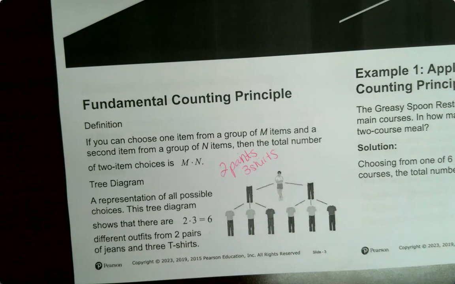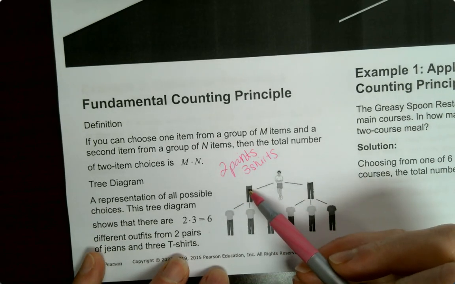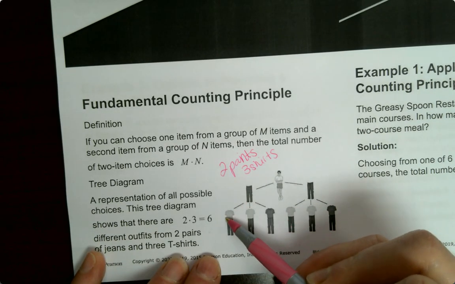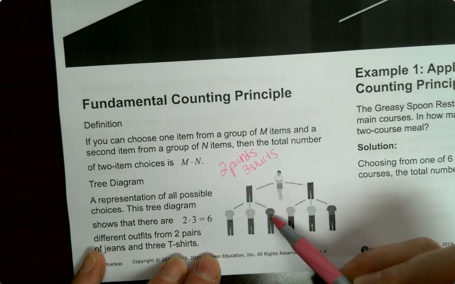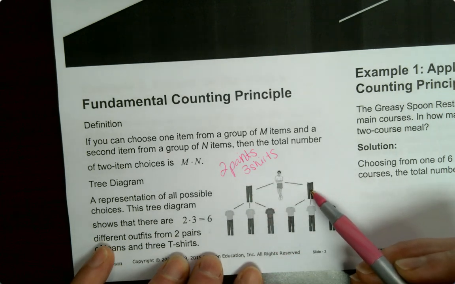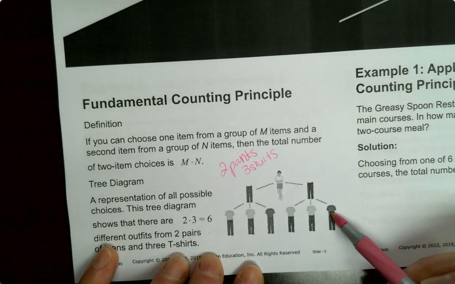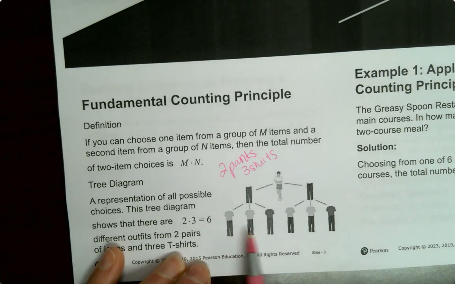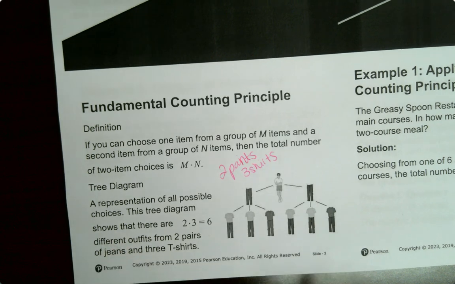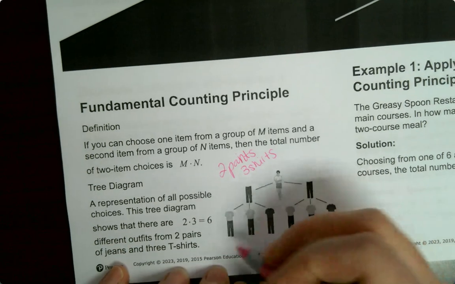So here's a tree diagram to list out all the outcomes. So it's blue pants with white shirt, blue pants with gray shirt, blue pants with black shirt, black pants with gray shirt, black pants with white shirt, black pants with black shirt. So this lists out 1, 2, 3, 4, 5, 6 outcomes, 6 different outfits.